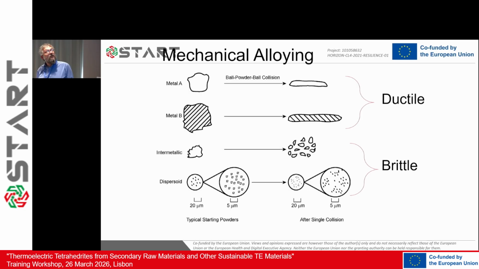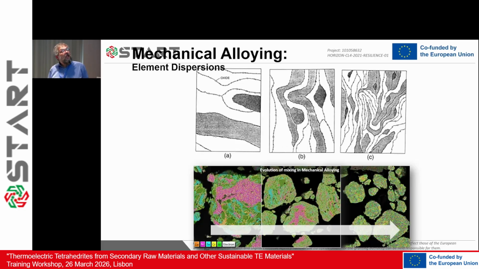As I was saying, if you start with ductile particles, you tend to flatten them. You flatten and you fold, and you eventually get something that is thoroughly mixed. Intermetallics and brittle particles tend to form really nanometer size particles or inclusions in the final material. And this is more or less the evolution that you normally expect from this material.